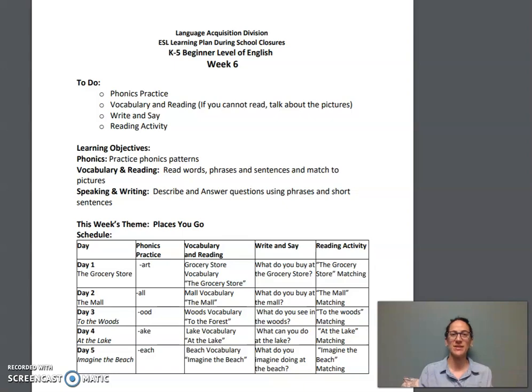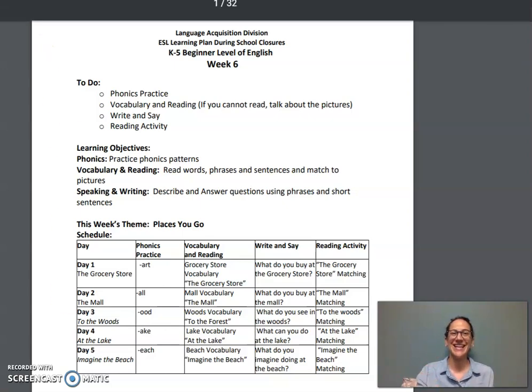My name is Miss Lewis, and we are going to be looking at Week 6. This week we're talking about places you go. And today is Day 4, at the lake. If you have your packet, follow along and do the activities on your paper. If you don't, you can still do them with us by listening and talking and pointing. Let's get started.